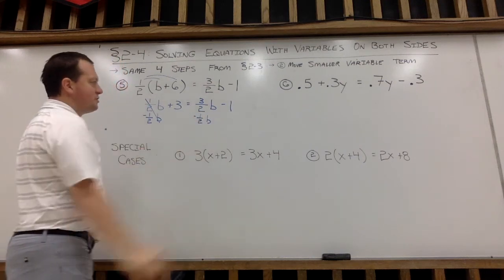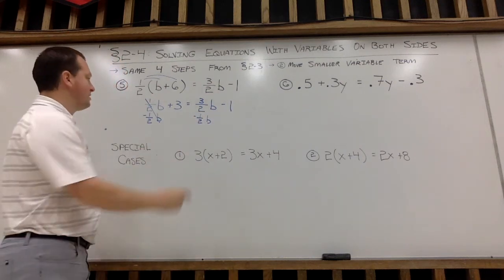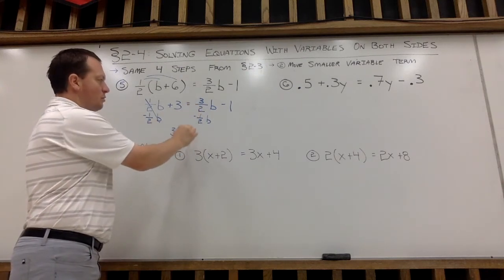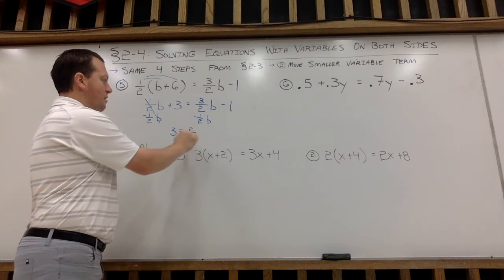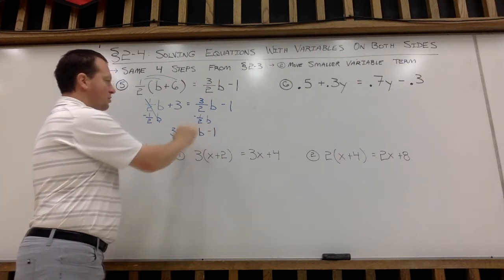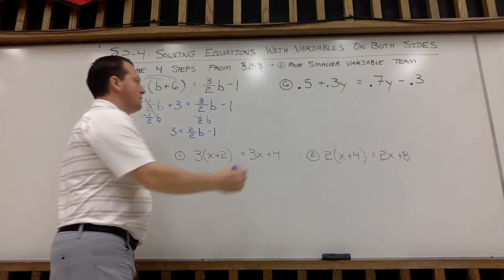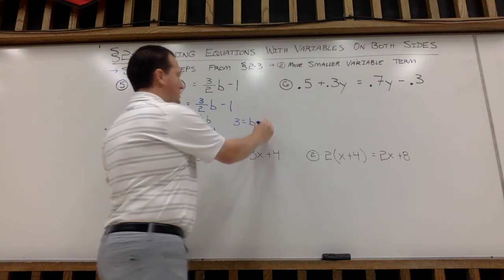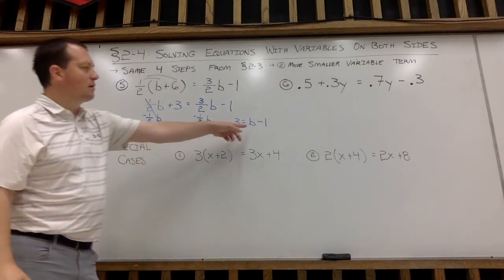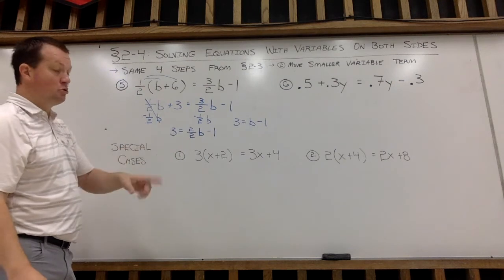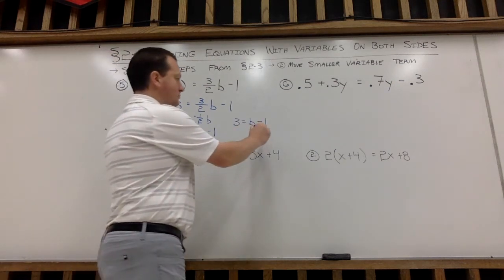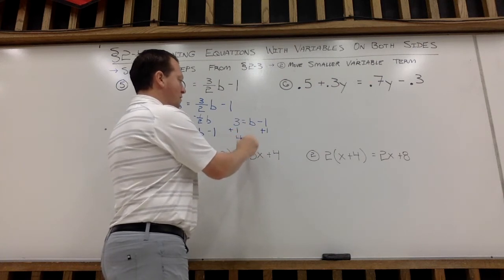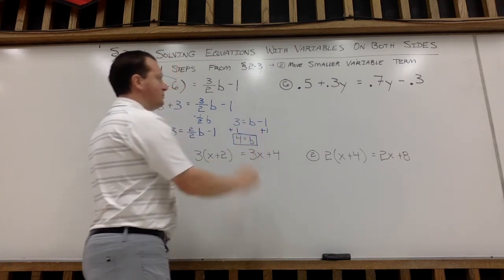Nice thing about my fractions here, 3 over 2 and 1 over 2 have common denominators. So I'll have 3 equals 3 over 2 minus 1 over 2 is 2 over 2. And of course, 2 over 2 is just 1. So I'm going to have 3 equals 1b minus 1. And I got this single b here by taking 2 divided by 2, which is 1, 1b, or just b. Add 1 to both sides, 3 and 1, 4 is my b value.